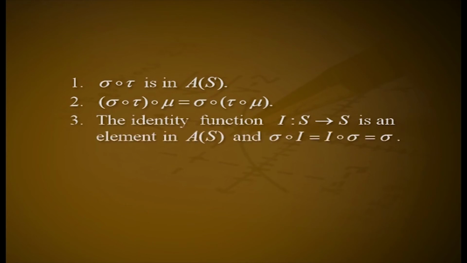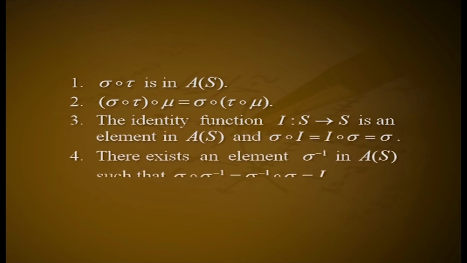For a non-empty set S, we denote the set of all one-one and onto mappings of S onto itself by A of S. We state some properties of A of S in the following theorem. The proof is left to the assignments. Theorem 3. If sigma, tau and mu are elements of A of S, then 1. Sigma composition tau is in A of S. 2. Sigma composition tau composition mu is equal to sigma composition tau composition mu.